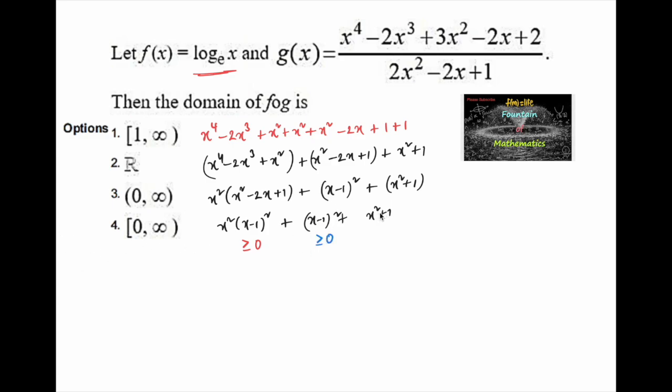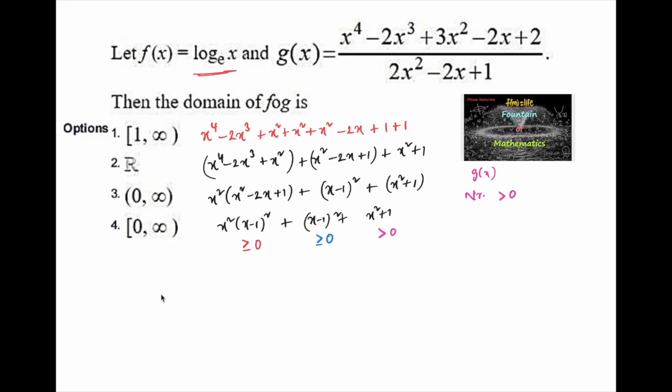And coming to the third term, x square plus 1, for any real number, x square plus 1 is always greater than 0. It cannot be equal to 0. So conclusion, we can say that the numerator part of the function g of x is greater than 0.